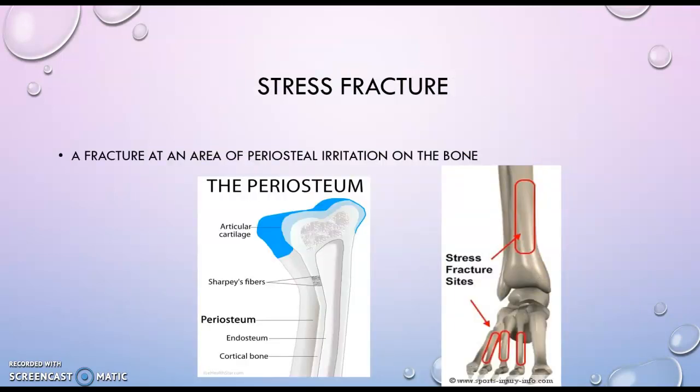Stress fractures are fractures at an area of periosteal irritation of the bone. You can see the periosteum in this picture, which is typically at the ends of the bone. Common stress fracture sites are typically in the foot and in the shin.